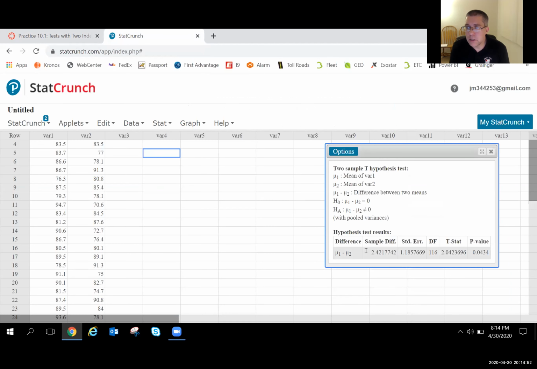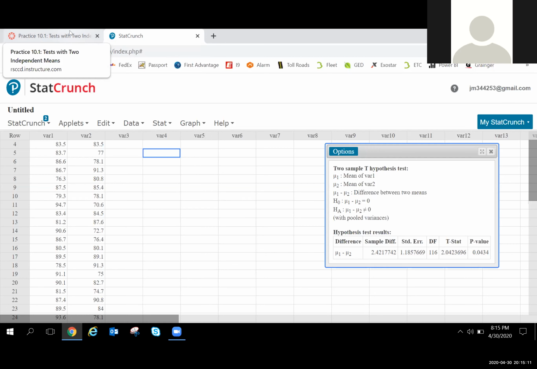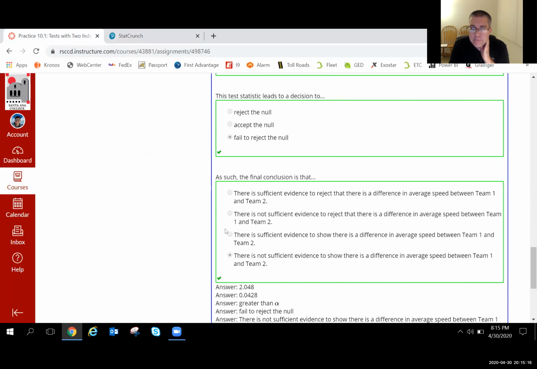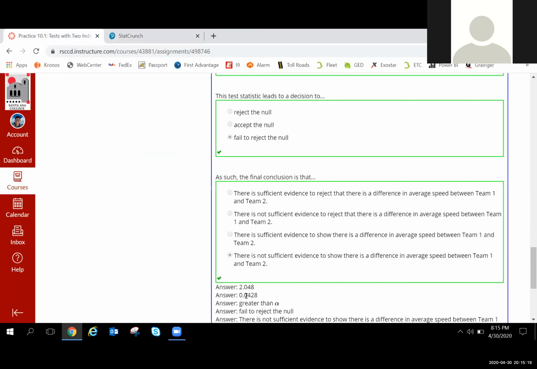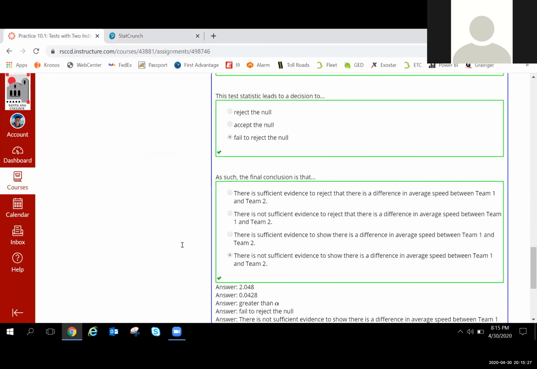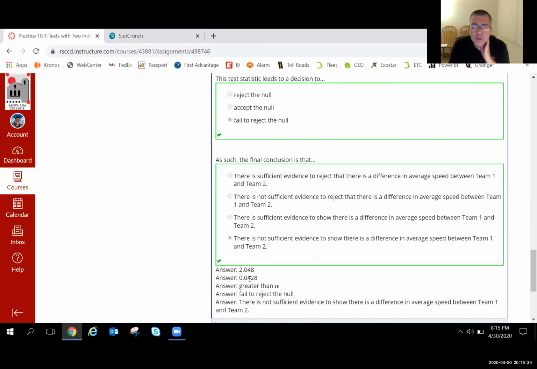Okay, and it tells me that the sample difference, that's the T stat, is 2.04. The p-value is 0.04, which is bigger than the significance level that they're asking for. Okay, let me see this one here. So the p-value for this one is 0.0434, but according to this, the answer is supposed to be 0.0428.